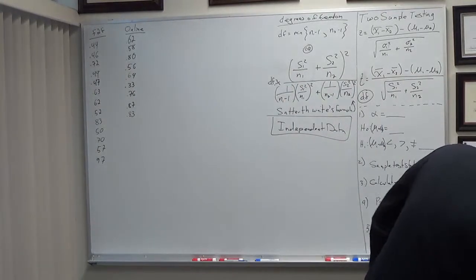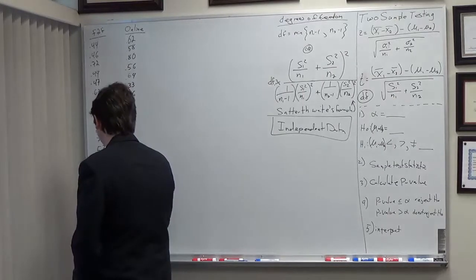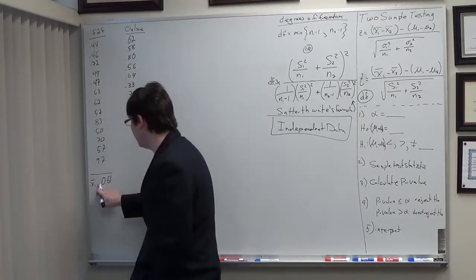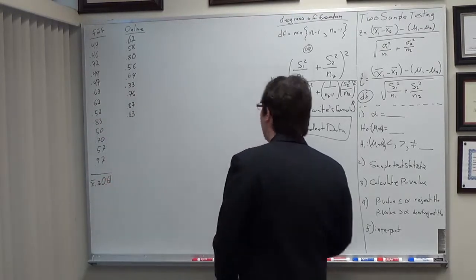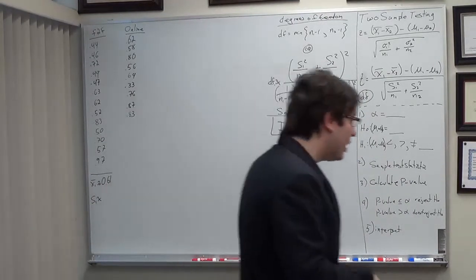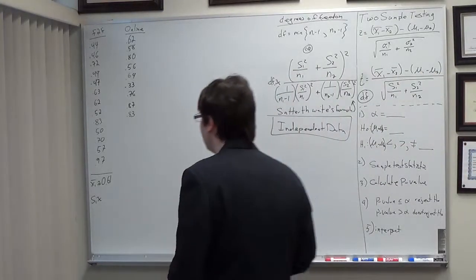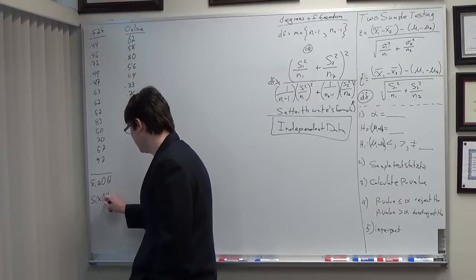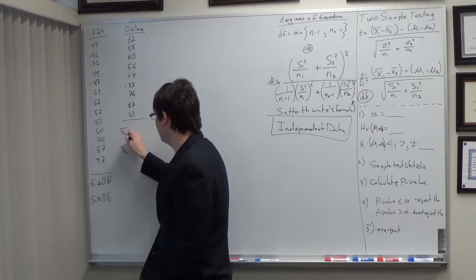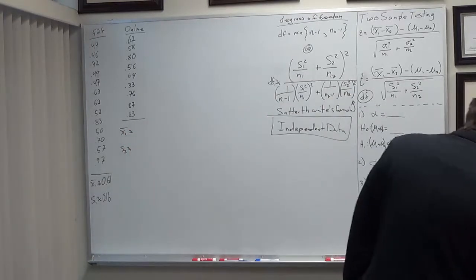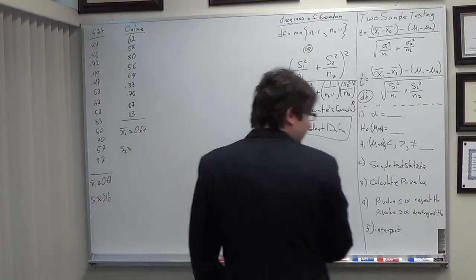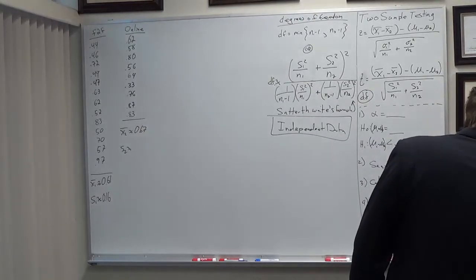So I have 0.61 for x1 bar, and I also have s1 of 0.16. Conversely, over here we've got x2 bar and s2, and for that I have 0.67 as well as 0.17.